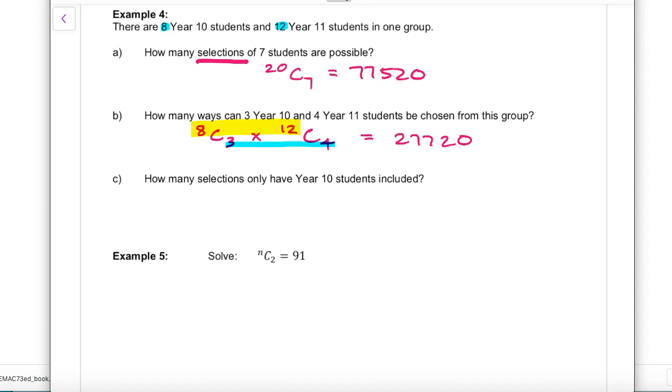In our last part, we've got how many selections only have Year 10 students. So from the 8 Year 10s, we want to choose 7 students, and from the 12 Year 11 students, we want to choose 0. And we get an answer of 8. The question is, what does 12 choose 0 equal? Perhaps you can come and answer that in our next class.